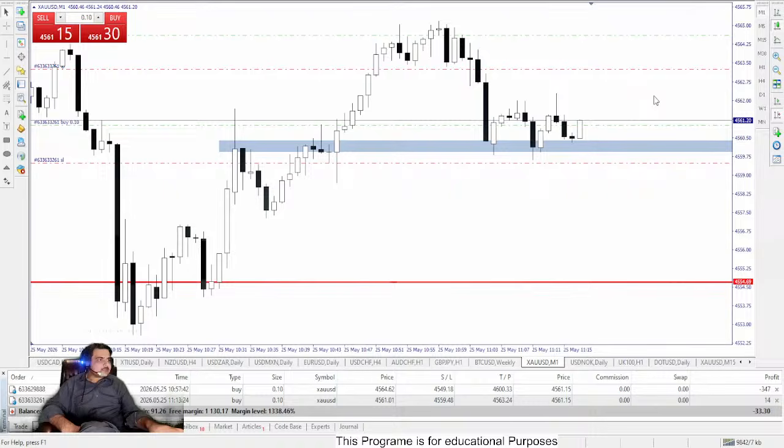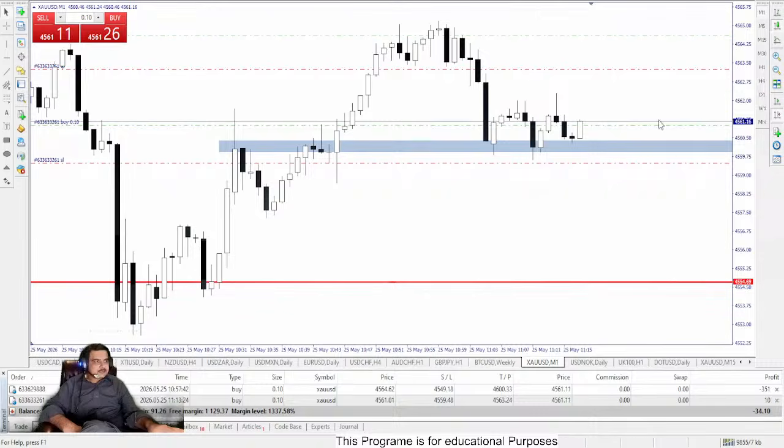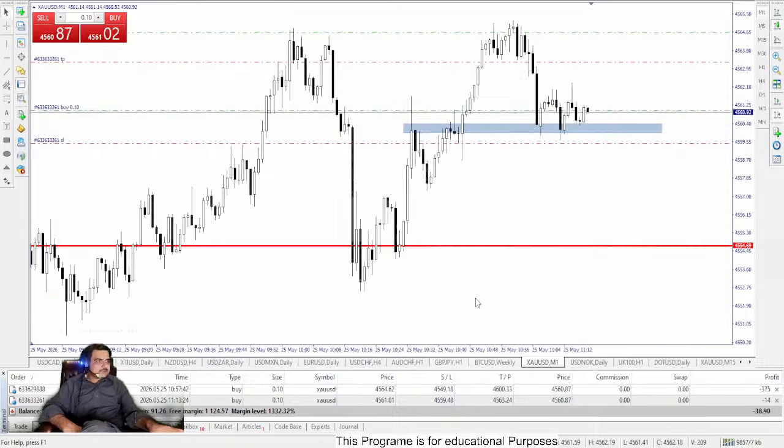So gold seems like it is making a consolidation zone right here, and then it will burst at either side of the market. This is a good signal to the buy side. Rest we see.